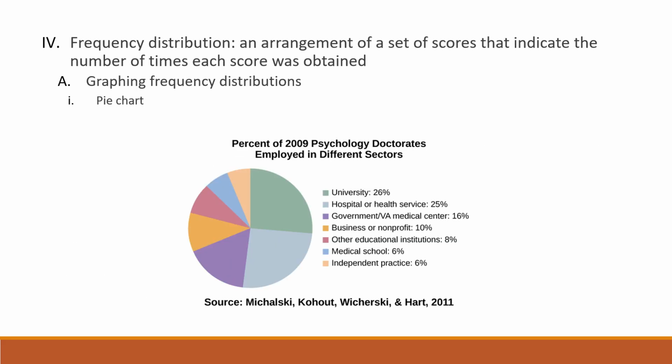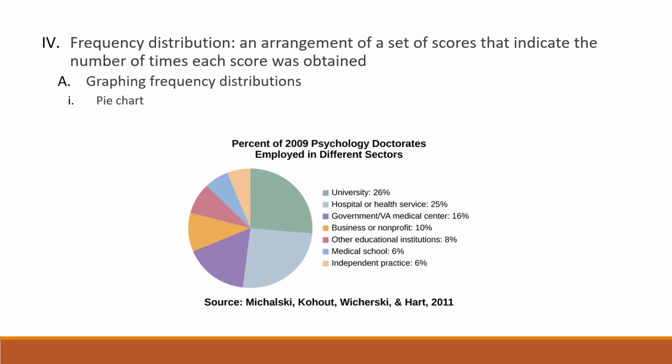How else can we visually describe our data? One way is with a frequency distribution, which is an arrangement of a set of scores that indicate the number of times each score is obtained. It also tends to include a percentage for that score as well. These can be very helpful for getting an idea of the data distribution. For example, I like to use them for grades and seeing how many people earn an A, a B, and so on.